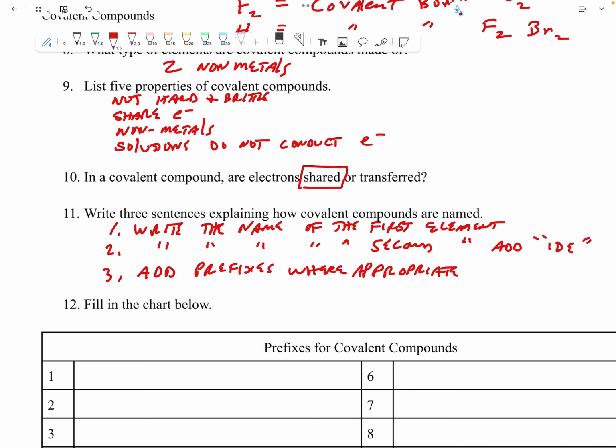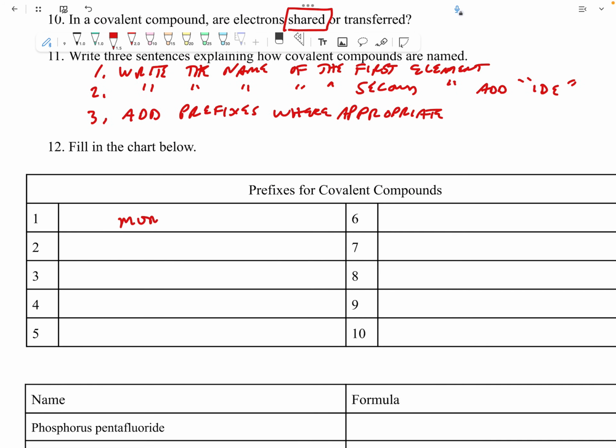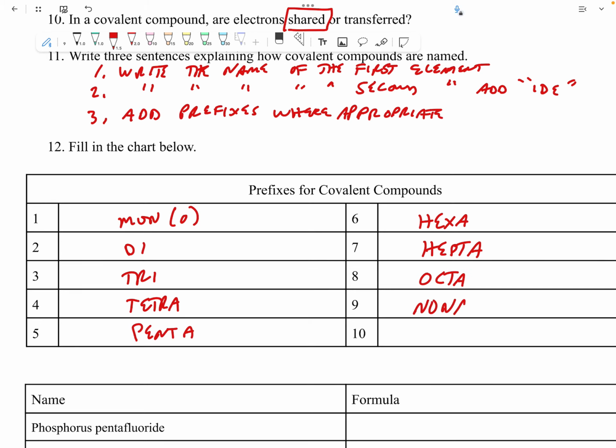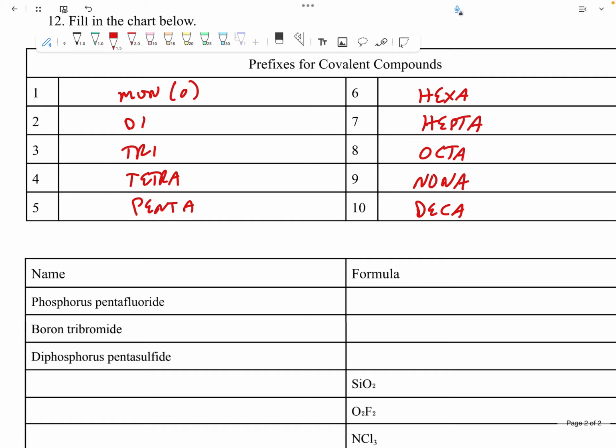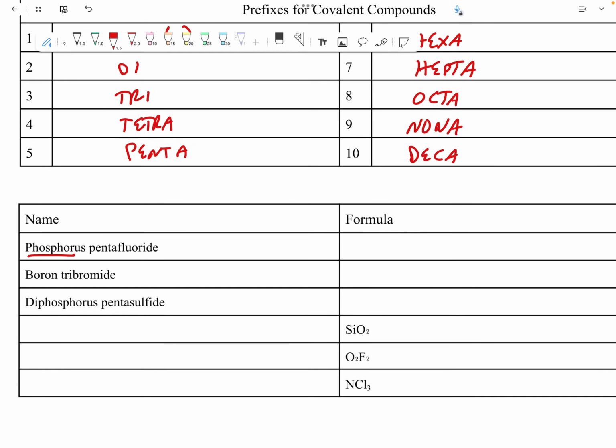And remember what those were. 1 meaning mono or mon, 2 di, 3 tri, 4 tetra, 5 penta, 6 hexa, 7 hepta, 8 octa, 9 nona, 10 deca. All of those are in your notes. And here they are: mon, or some people put mono, di, tri, tetra, penta, hexa, hepta, octa, nona, deca.